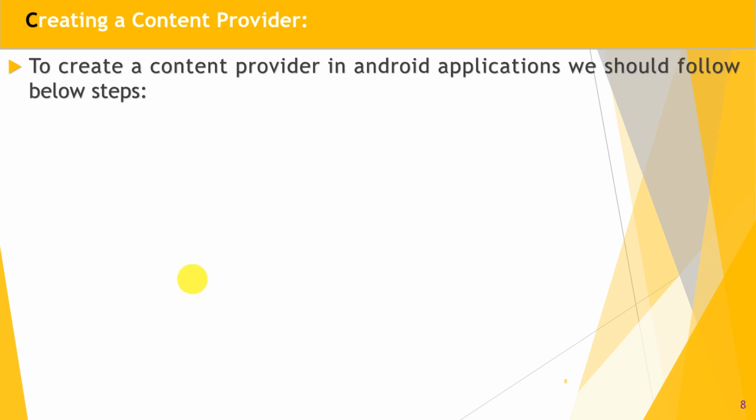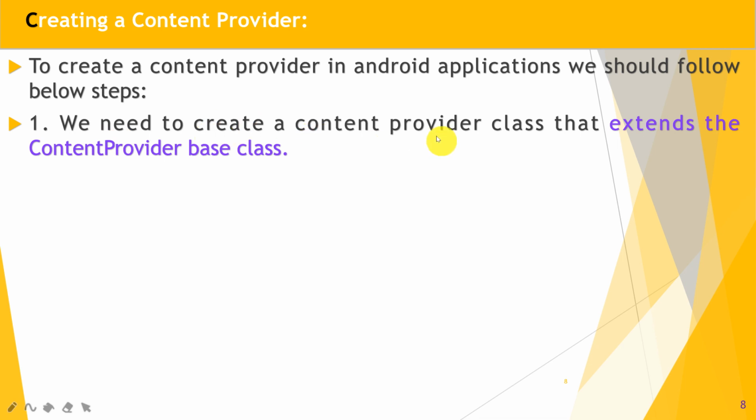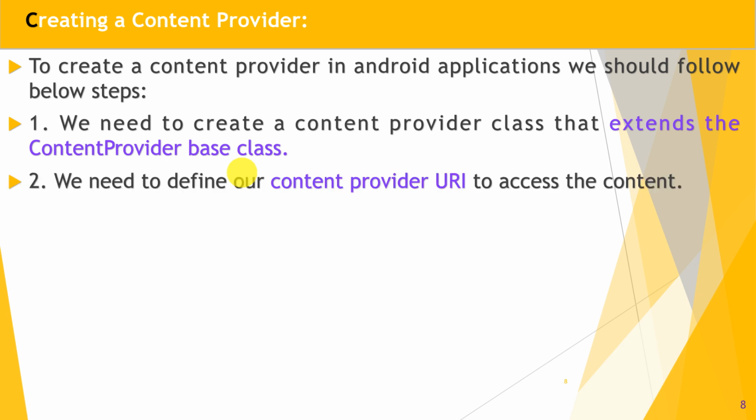To create a content provider in an Android application, we have the following steps. So how to create a content provider? First step, we need to create a content provider class that extends the content provider base class. Great. Hope you understand. We need to define our content provider URI to access the content. So the second step is we need to define our content provider URI to access the content.